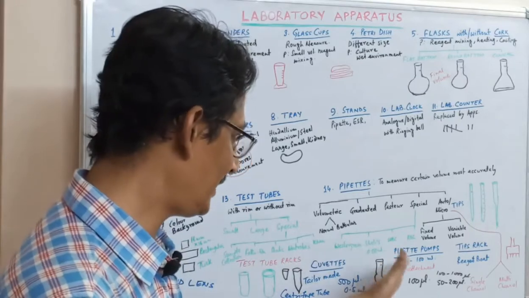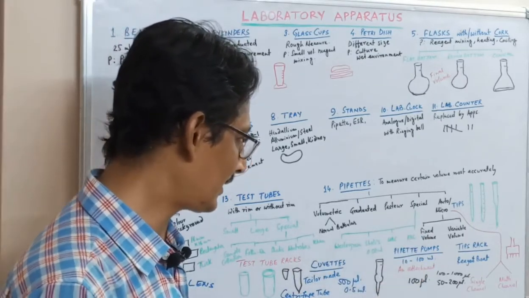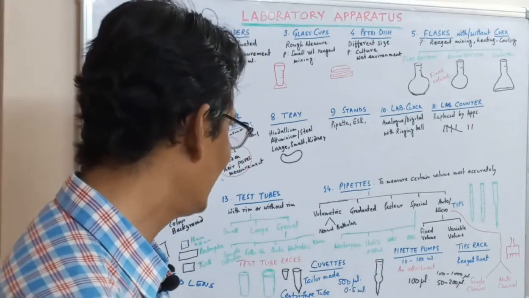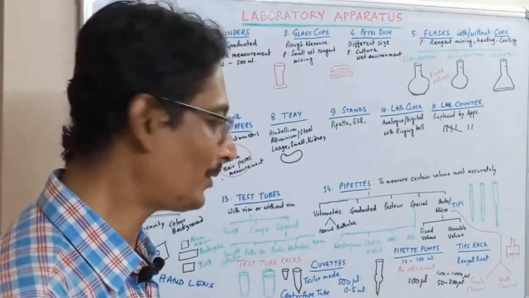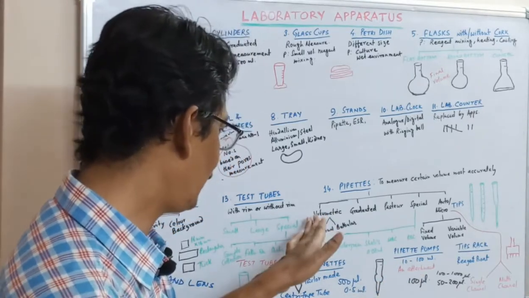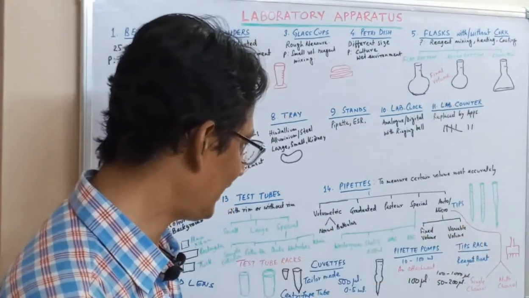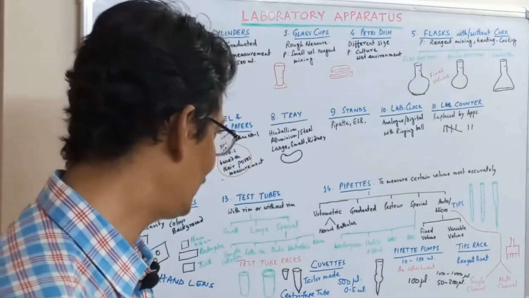By the pipette pump, you can collect 10 to 100 ml, that is a large volume of fluid. This is a large volume in the sense of the laboratory. And the volumetric pipette may be normal, like this normal volumetric pipette, or valvular. Valvular means there is a valve in between the pipette.